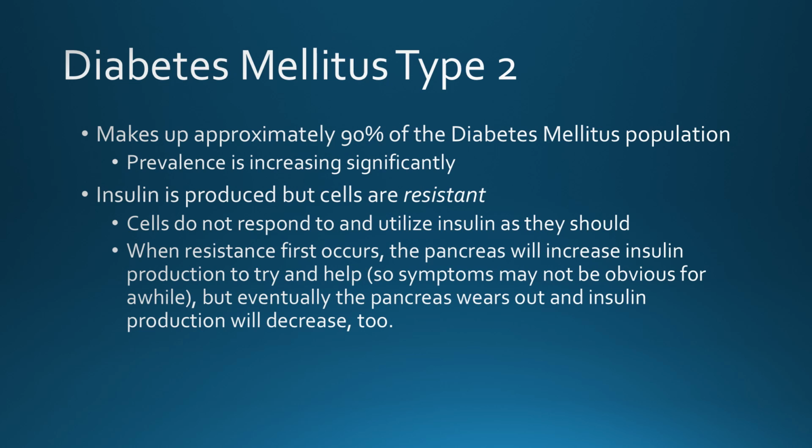Something that is important to note with this is that early on in this disease, when this resistance is first beginning, the pancreas will actually try to increase insulin production because the body again senses when we have levels of glucose in the body that are too high. So the pancreas tries to increase insulin production to help with these high levels of glucose. But eventually what happens is the pancreas will wear out and insulin production will decrease too. So these individuals typically start with that cellular resistance to insulin, but then over time the pancreas will end up decreasing its ability to produce insulin as well.